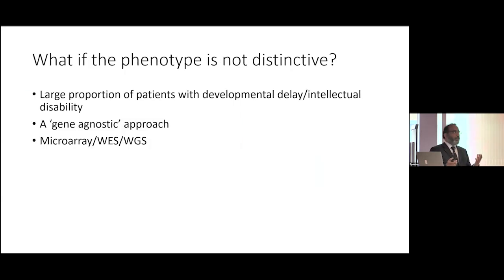So what if the phenotype is not distinctive? A large proportion of patients with developmental delay or intellectual disability may not have distinctive features. So we now have a gene agnostic approach. Microarray, for example: we don't necessarily need to know what we're looking for, and we can request a microarray which looks for deletions and duplications across the genome. Whole exome sequencing and whole genome sequencing are also gene agnostic.